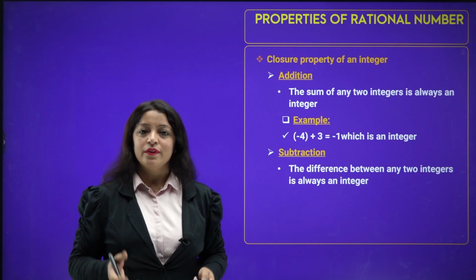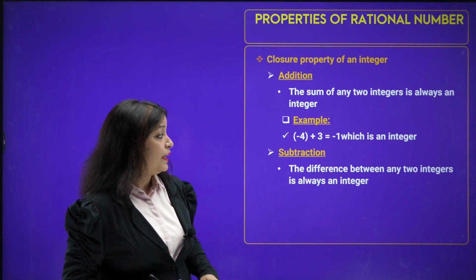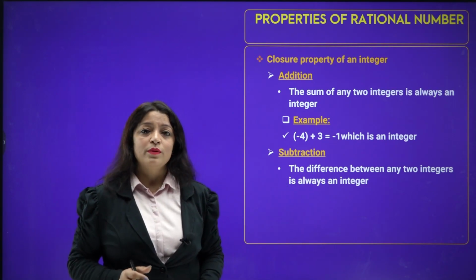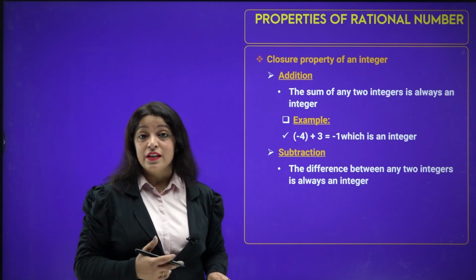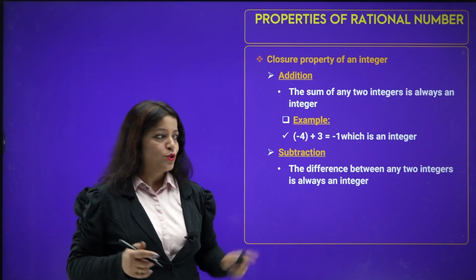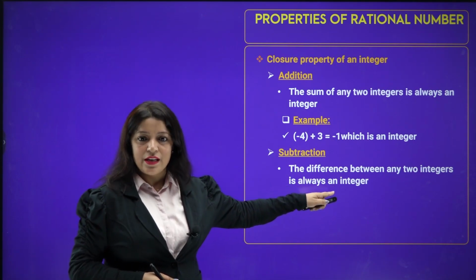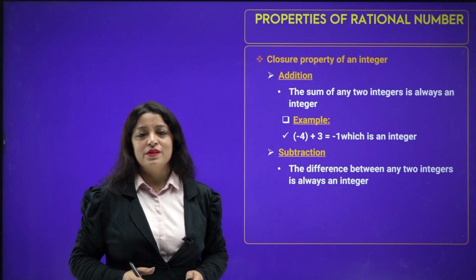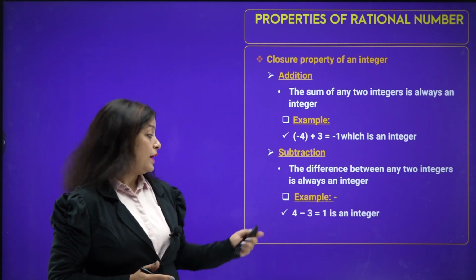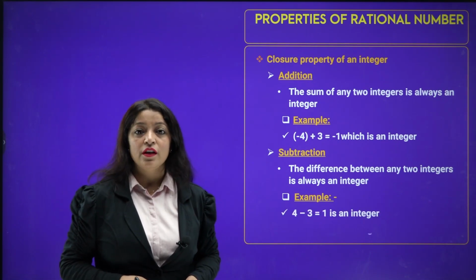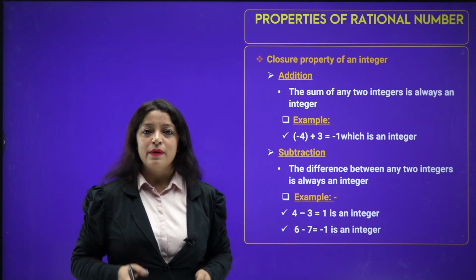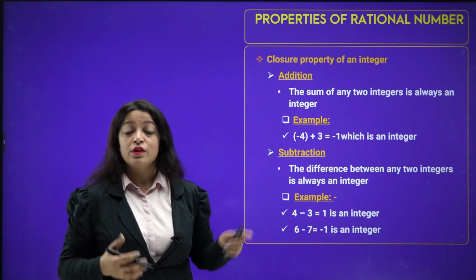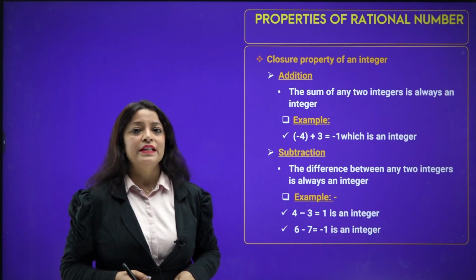As in the case of whole numbers, it's the same in the case of integers also, but here the difference between any two integers is always an integer, whereas for whole numbers it was not the same. In that case the result is not always a whole number. So we can say that subtraction is closed for integers but not for whole numbers. Let us take an example here. 4 minus 3 is 1, which is an integer, and if I do 6 minus 7, the result is minus 1, which is also an integer. So we can say the closure property under subtraction is true for integers.